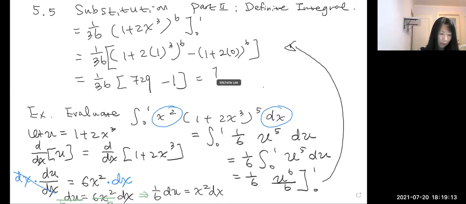Now we have 728 over 36. Since it's an even number, can you simplify this one? What do you get? Simplify this one. Simplify as a fraction.